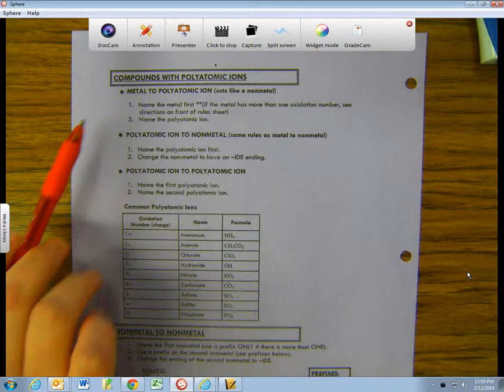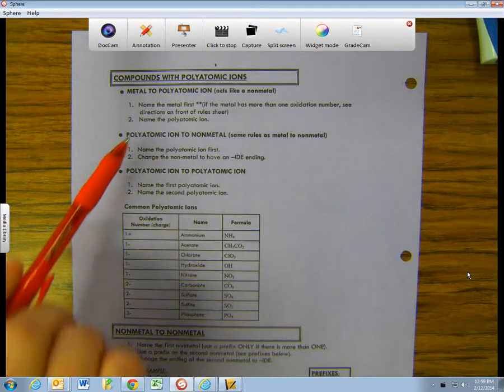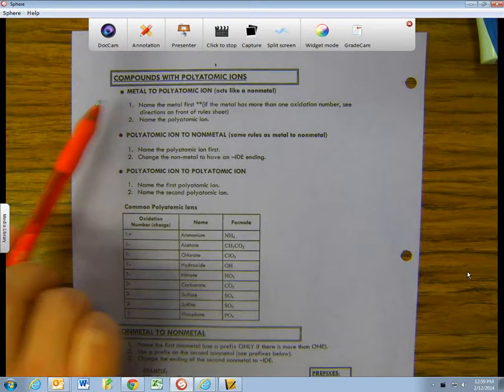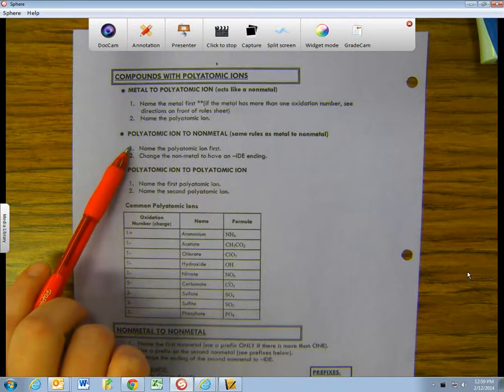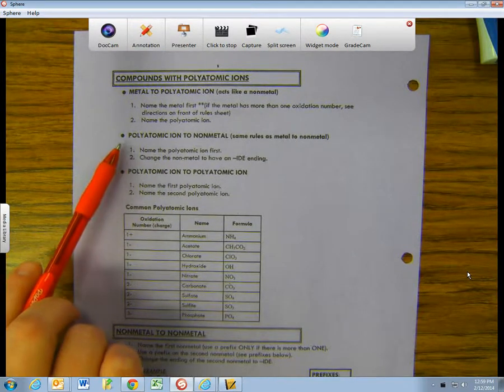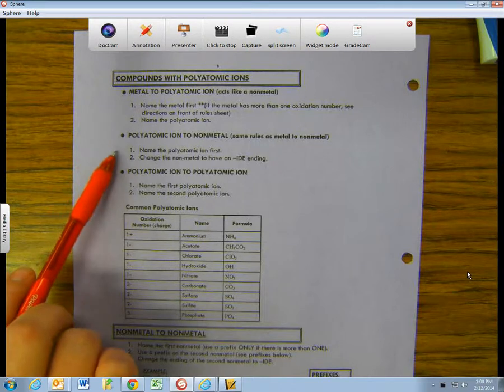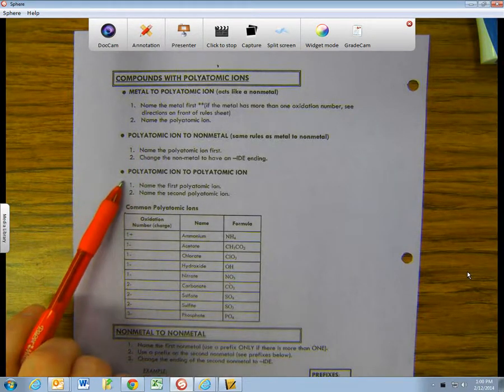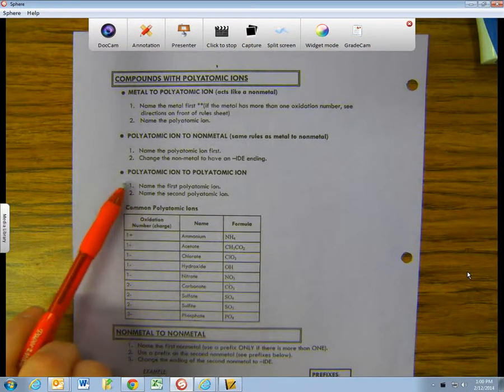So there's metal to polyatomic ion. That would be the metal would come first and then a polyatomic ion. Then there's polyatomic ion to nonmetal. That would be where there was a polyatomic ion at the beginning of the compound followed by a nonmetal. And then there's polyatomic ion to polyatomic ion. So there's more than 1 polyatomic ion in the compound, one right after the other.